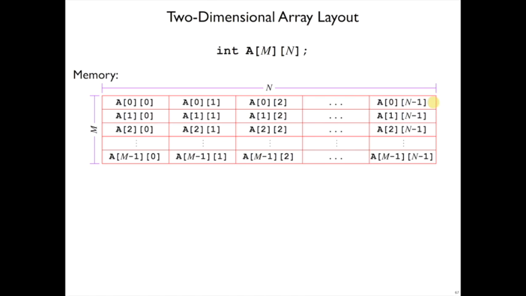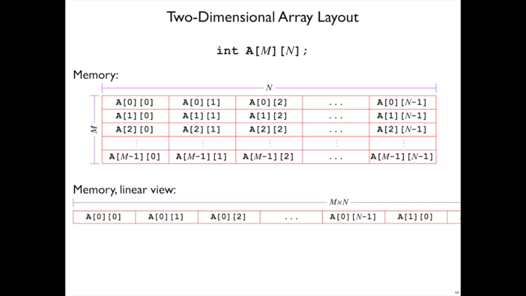So memory goes off the right end here and picks up over here on the left end, and that's where we'll have a1,0, right? Because this whole top line corresponds to the a0 subarray, which is just a one-dimensional array. This whole line corresponds to the a1 subarray, and so on.